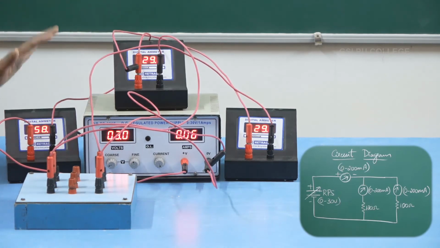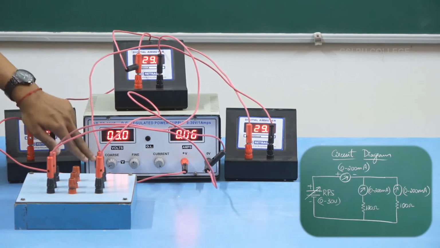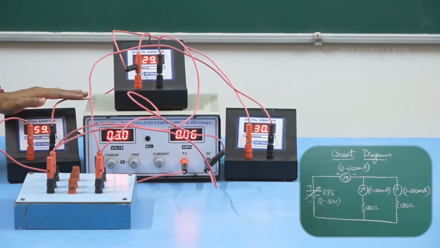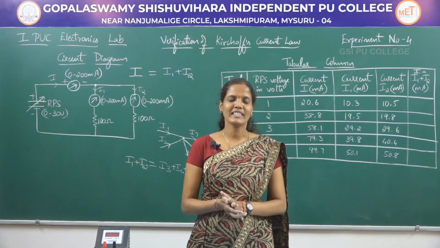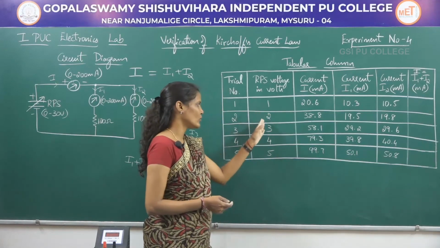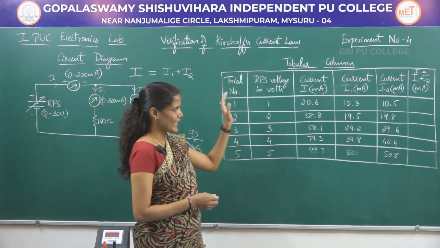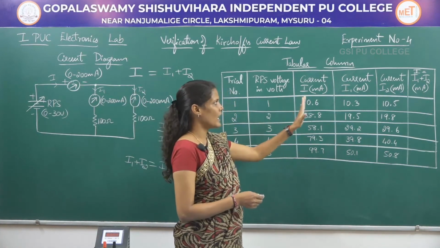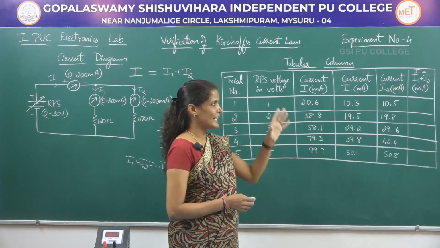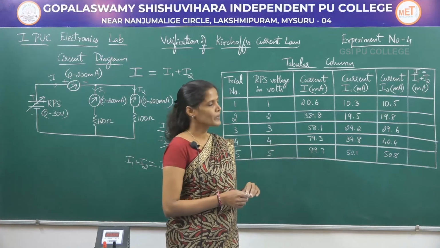After taking down the readings, you have to switch off the power button of this RPS and switch off the power button of the main power supply. After taking the readings for different trials, that is for 1 volt, 2 volts, 3 volts, 4 volts and 5 volts in the RPS, I have tabulated the readings of I, I1 and I2 in the tabular column. Now you have to fill the last tabular column.